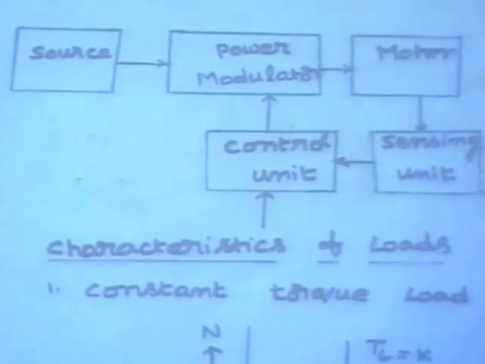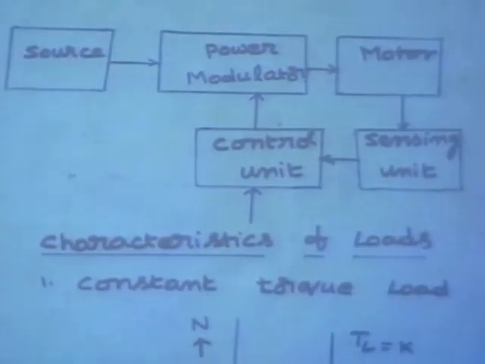So to start with, we will see the characteristics of the loads. So you have one load called constant torque load. Whatever may be the speed, the torque remains constant. Example, grinder and crane.